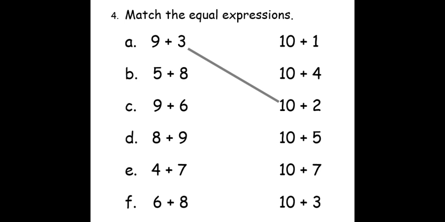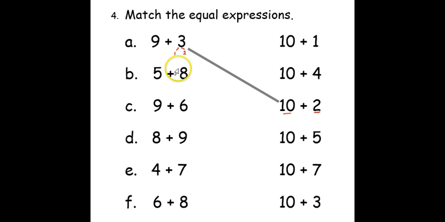In this section, we're going to match equal expressions. You can see I've started by matching 9 plus 3 with 10 plus 2. I know that is correct because if I decompose that 3 into 1 and 2, I can make a 10 and then add 2 more. 10 plus 2. We can use the same steps for adding all of these numbers.